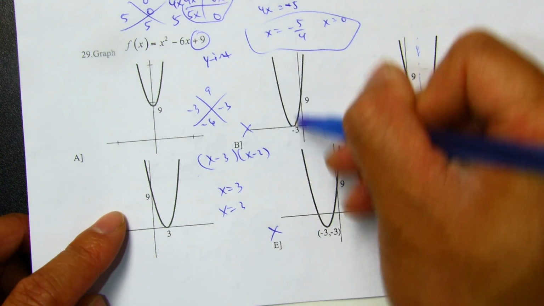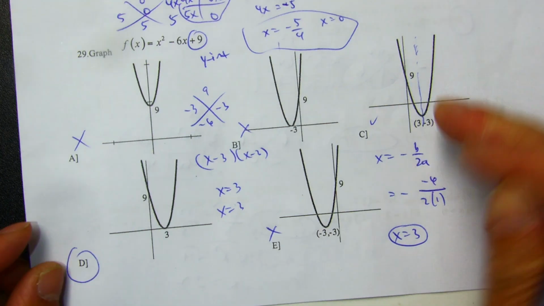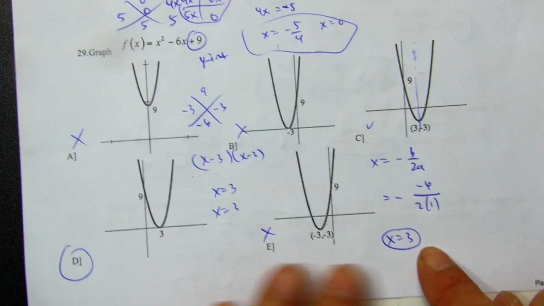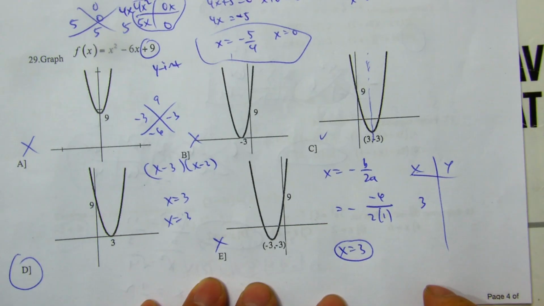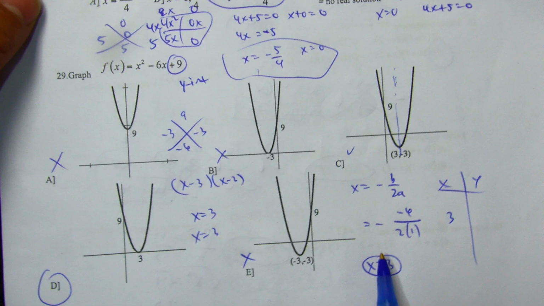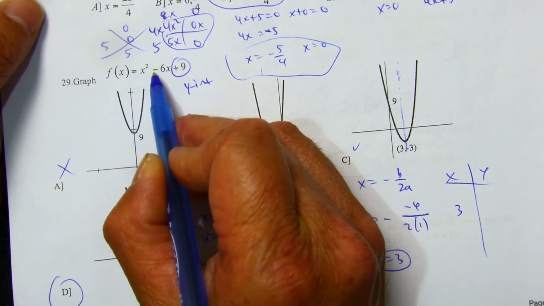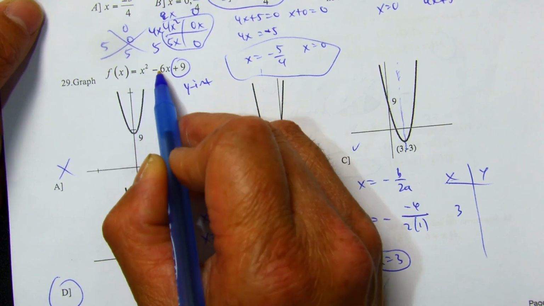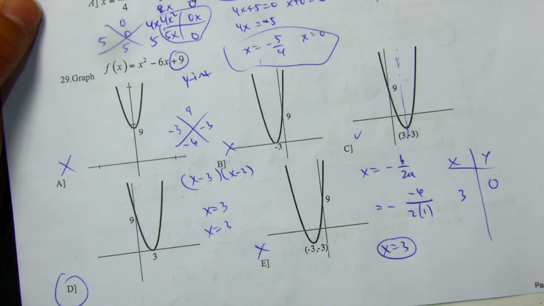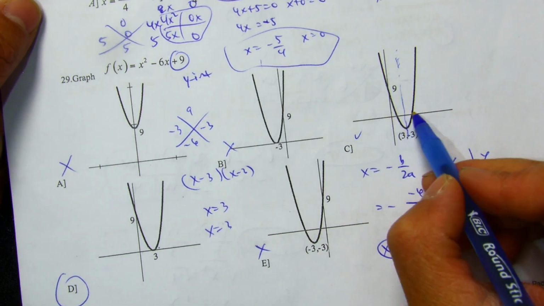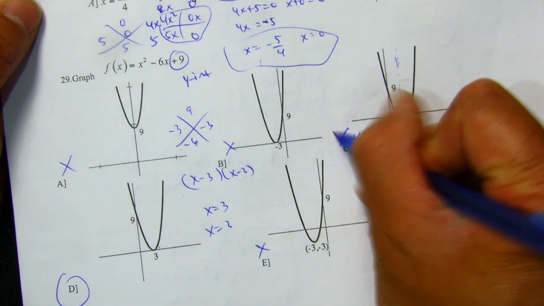No. No. No. Yes. You could make a table of values, so if I just put in 3 here, back up here to the original function notation, 3 squared is 9, negative 6 times 3 is negative 18, 9 minus 18 is negative 9, and negative 9 plus 9 is actually 0, so 3 comma 0 is the ordered pair, and that would be choice D. This one is 3 comma negative 3.